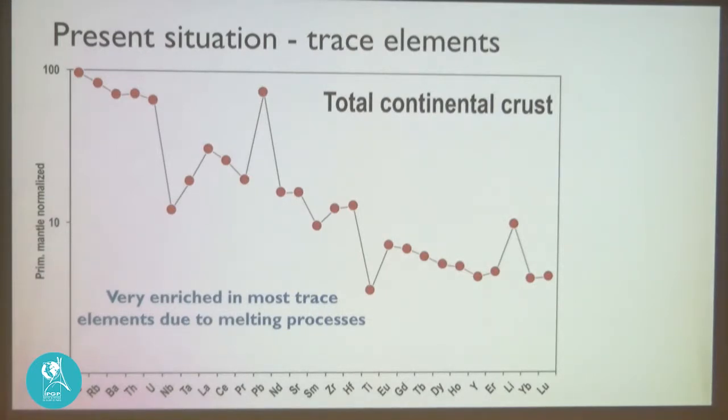I think my pointer is going to stop working there. And the enrichment is smaller when you get to the other end of the list, but is still significant. It's like 3 times, roughly. So there are a lot of trace elements in the continental crust. It's very rich in trace elements, particularly the most incompatible elements shown here.